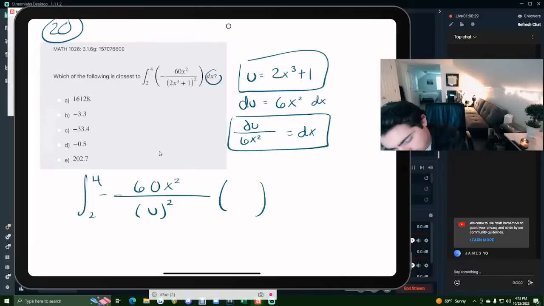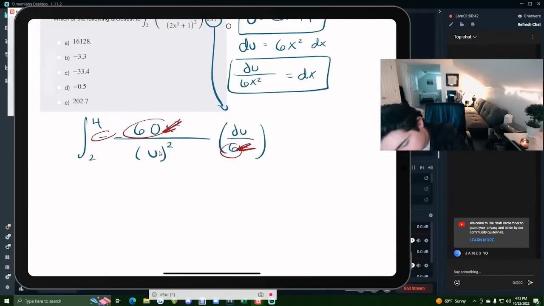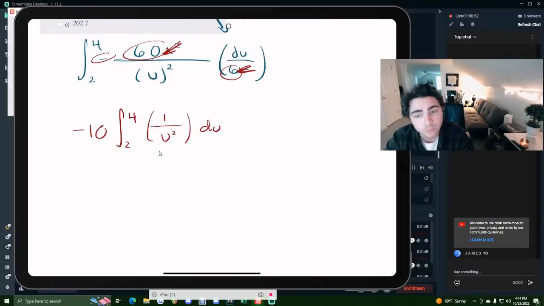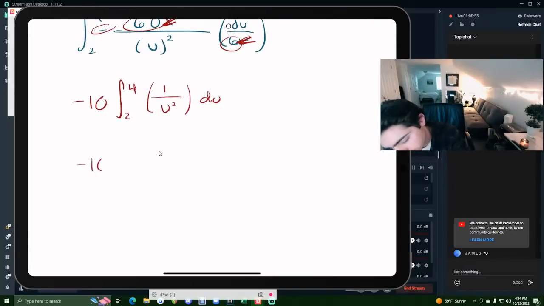Dx, can't forget the dx here. We have du over 6x squared. We want to cancel out our x terms. X squared over x squared cancels. Negative 60 over 6 is negative 10 times the integral from 2 to 4 of 1 over u squared du. The question is, what's the antiderivative of 1 over u squared?